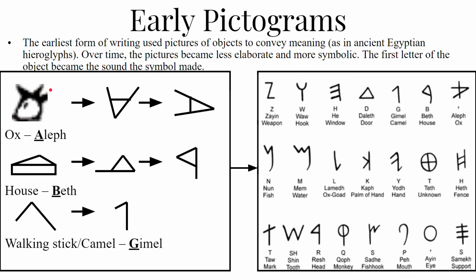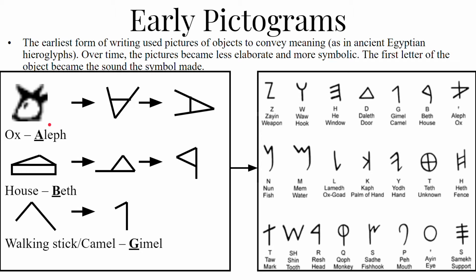Over time, we become less elaborate in drawing this ox head, and it becomes more abstract, more symbolic. We keep the horns because, what's an ox without its horns? Then this symbol gets turned around, flipped over. Now we know it. If you turn your head over to the right, you can see the letter A right here. This is the aleph, which is the word for ox.